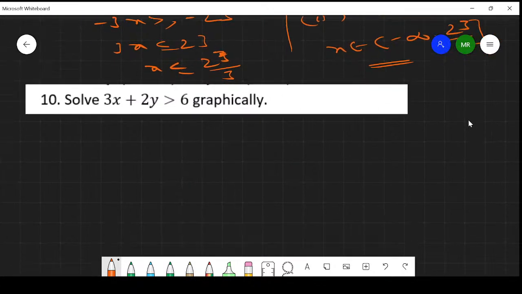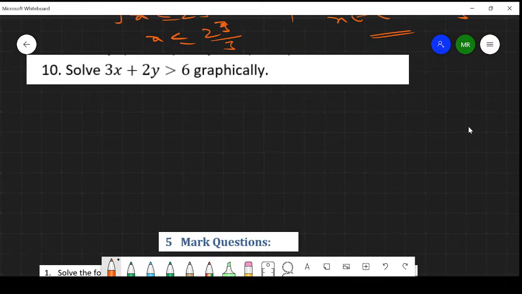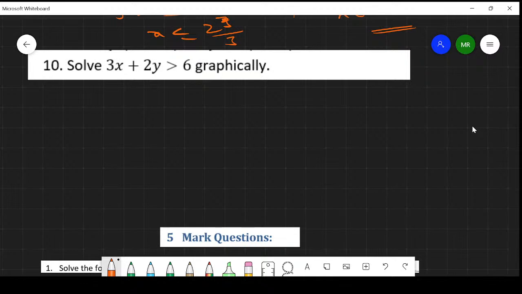Now, solve 3x plus 2y greater than 6 graphically. After that, I will explain 3-4 problems related to 5 marks. That will be enough. On 5 marks questions, they are definitely going to ask one in this, no doubt in that. Now you can see here. Now, solve 3x plus 2y greater than 6 graphically.